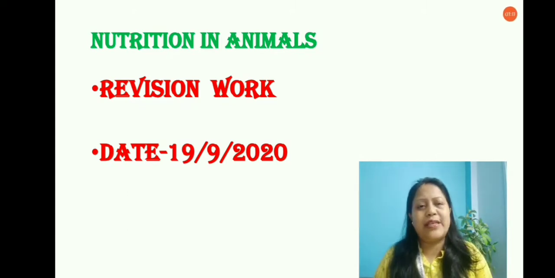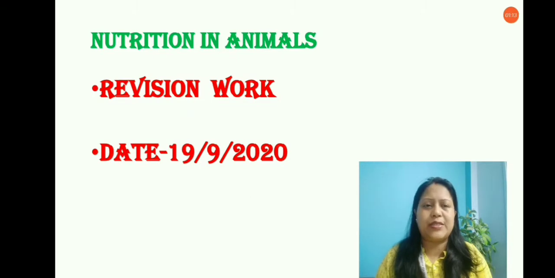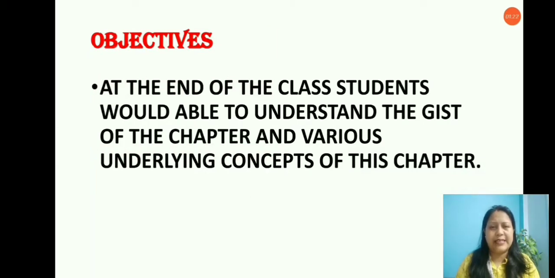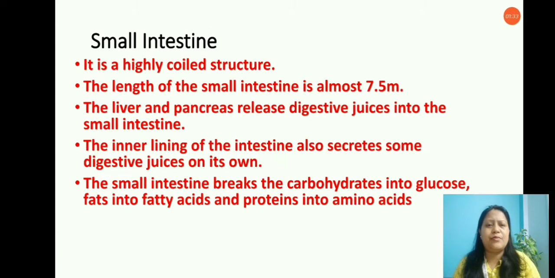Okay, so today's date is 19th September 2020. Before that, let's discuss the objectives. At the end of the class, students would be able to understand the gist of the chapter and various underlying concepts of this chapter. So let's start with the small intestine.